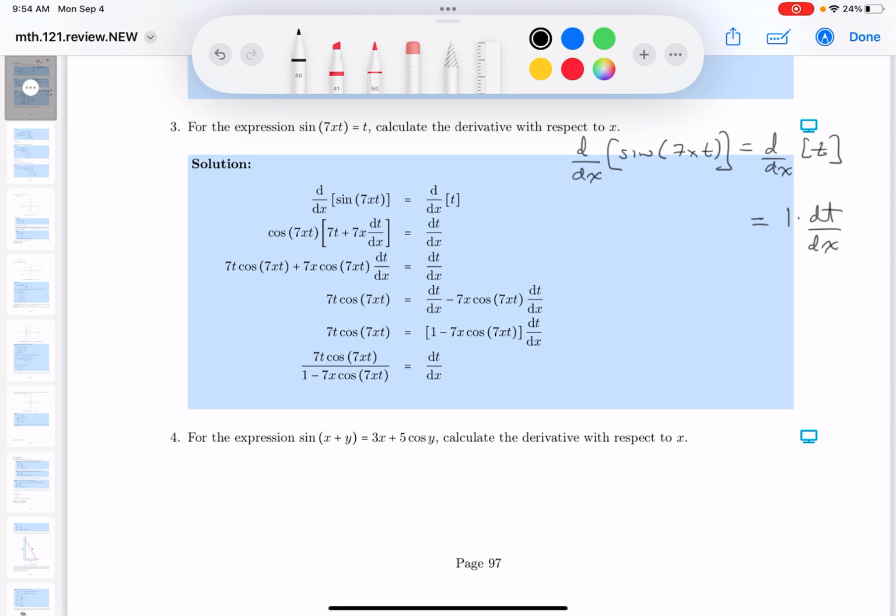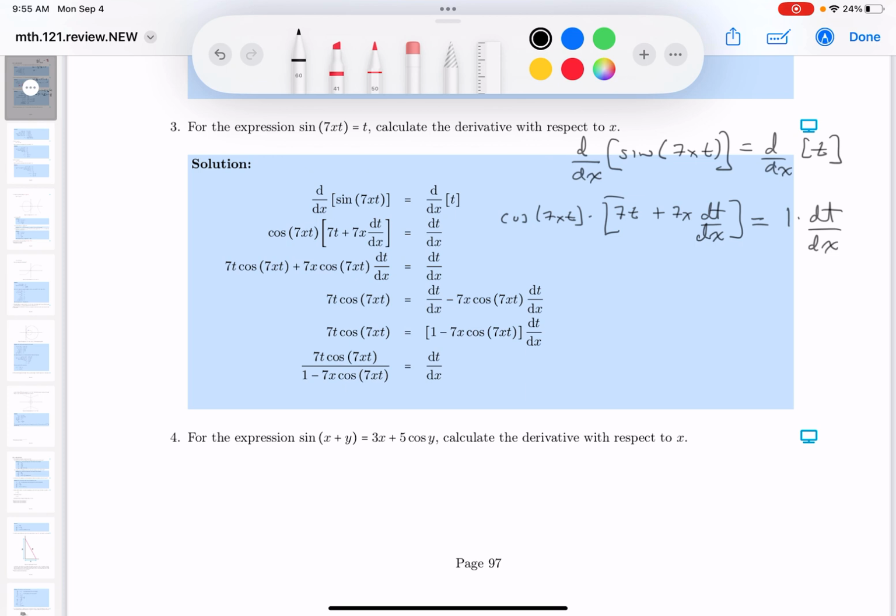Let's go through it. The derivative of sine, I have to use the chain rule. It's going to be cosine of 7xt times, I've got to go to the inside now. And what do you got there? Well, it's product rule. So I'm going to differentiate 7x, which is 7t. That's dx, I'm not going to write that down. Plus, well, let's see, it's going to be 7x dt/dx. All right? So I guess the first step is done.